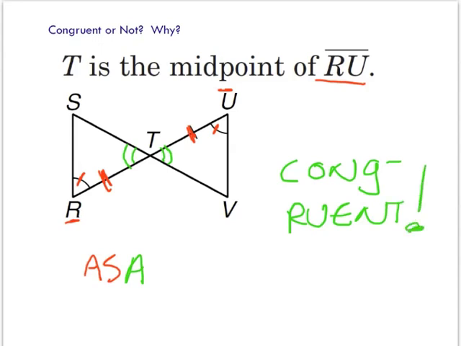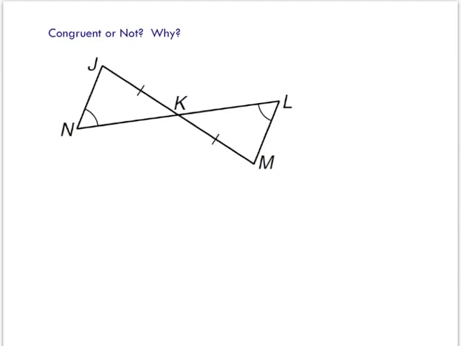Let's try one more example. Can we prove that these two triangles are congruent? Well, let's figure out the given information. We've got a given pair of angles. Angle N and angle L are congruent. I got a pair of sides that are congruent, JK and MK. And the way that the triangles are drawn, we've got a pair of intersecting line segments. And whenever line segments or lines intersect, we make vertical angles, and vertical angles, of course, are congruent.